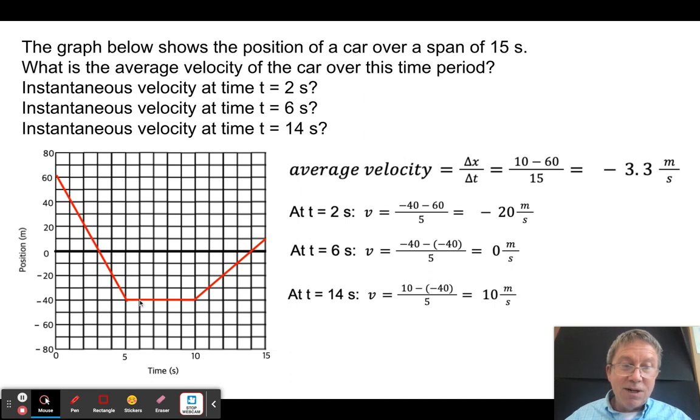At time t equals 6, you know what? I don't even need to do any math here. I can look at that and say, well, that's flat. That's stopped. The velocity there is zero. If you want to do the math, fine. Negative 40 minus negative 40 is zero. Zero divided by 5 is still zero.